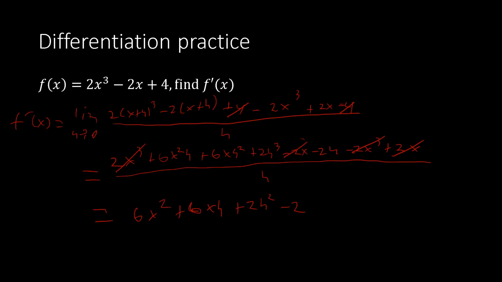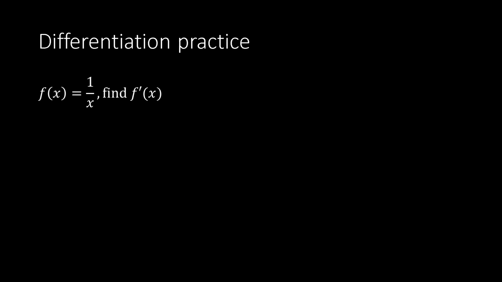Okay, now let's plug in h equals 0. These two terms are going to disappear. And our answer is 6x squared minus 2. So the derivative of this function is 6x squared minus 2. Alright, let's move on to our next problem.